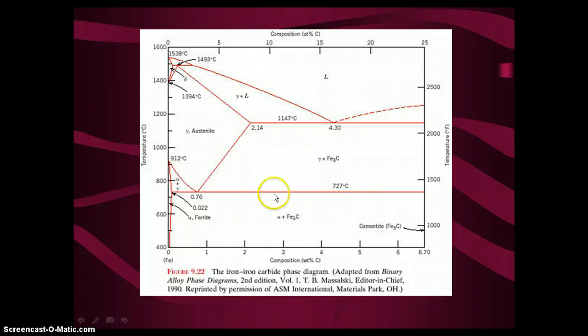There are so many structures, and this is the AEZ line. Above the AEZ line is the liquidus state, and below this line is the solidus state. The total representation of this diagram is called the iron carbide equilibrium diagram.